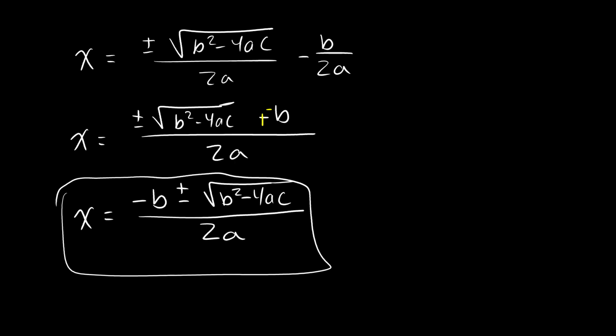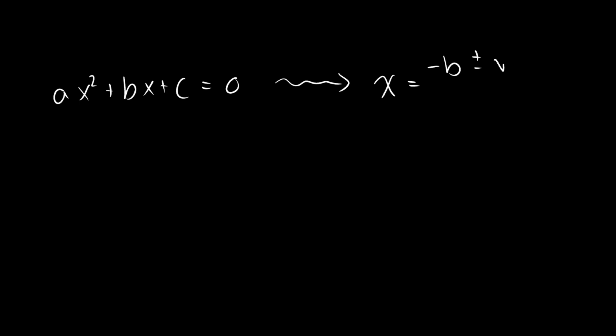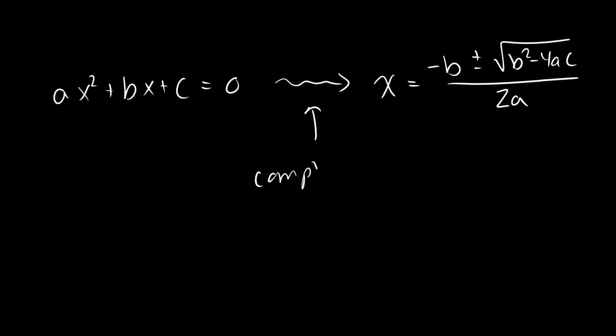That's where it comes from. Okay, so we start with our ax squared plus bx plus c equals 0. And we essentially go through a huge process to get the x by itself. And that process lands us at the quadratic formula, and that process is called completing the square.